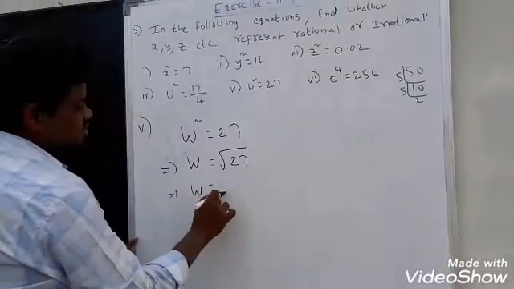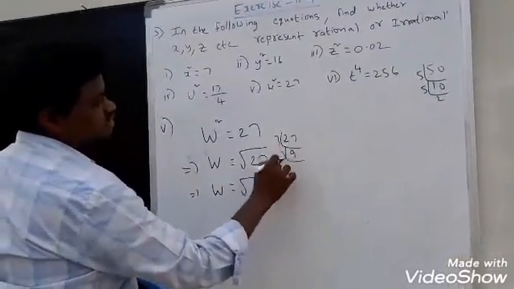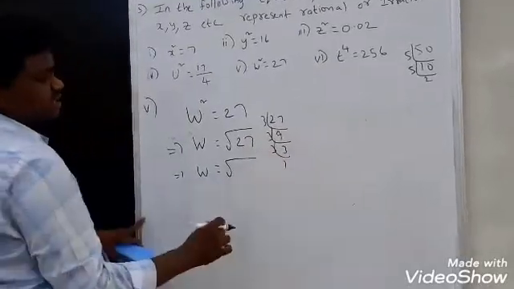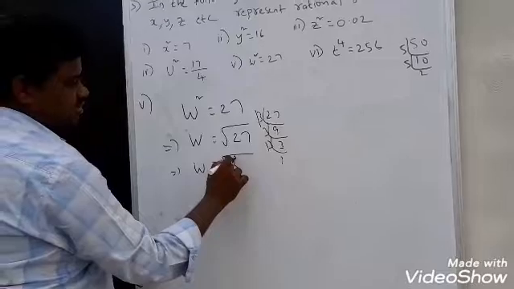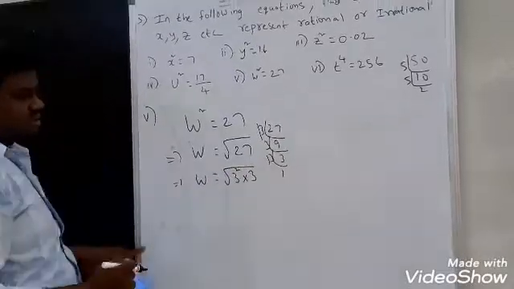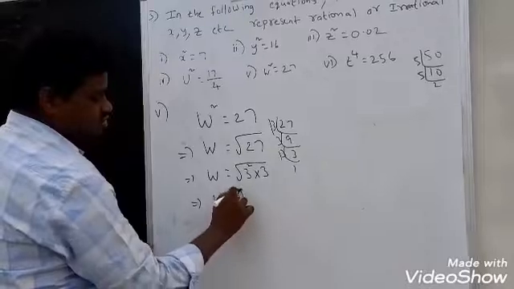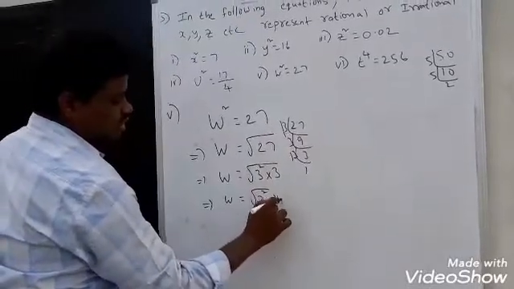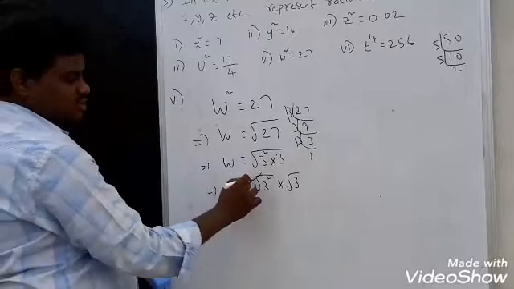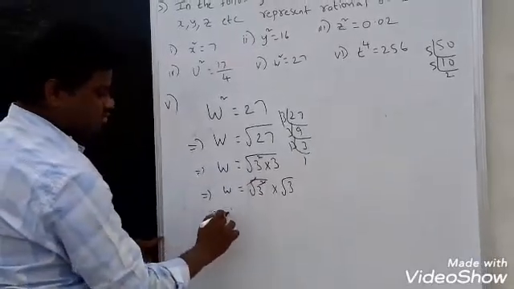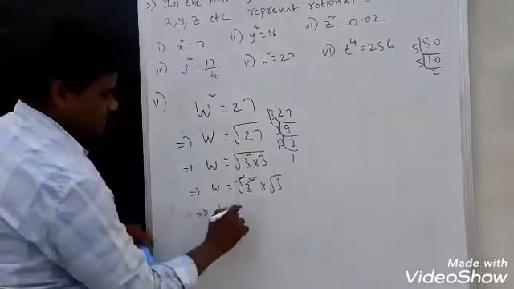Taking the factors of 27: 9 times 3, 3 times 3, 1 time. And since there is a square root, you have to take pairs. So this can be written as 3 square into 3. That implies w is equal to root of 3 square into root of 3, because root of AB equals root A into root B. So the root and square cancel. You will get w is equal to 3 into root 3.